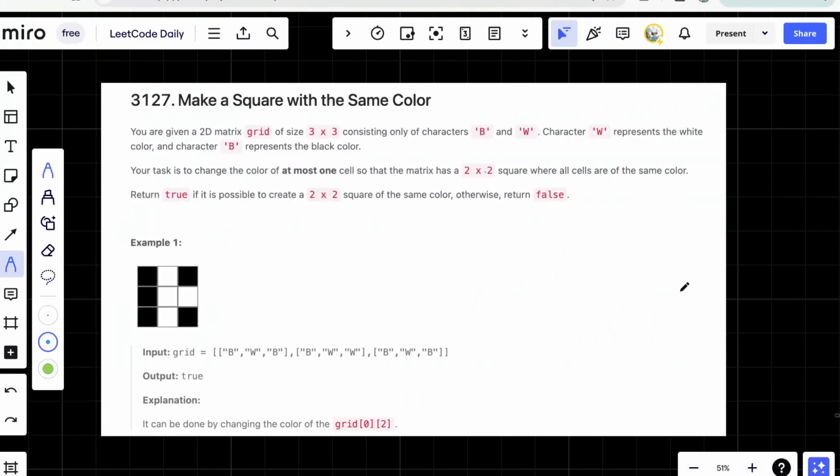Hello everyone, let us solve the very first question from today's bi-weekly contest, that is make a square with the same color. So in this question, it's an easy question. Let us see what is given to us in this question.